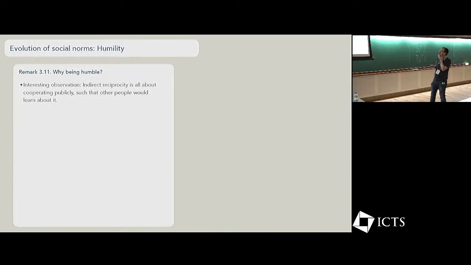The social norm is now about humility. What is indirect about indirect reciprocity is that if you do a good thing, you should do it publicly. You should let everyone know that you just did the right thing. That's actually how these indirect reciprocity models work most optimally.